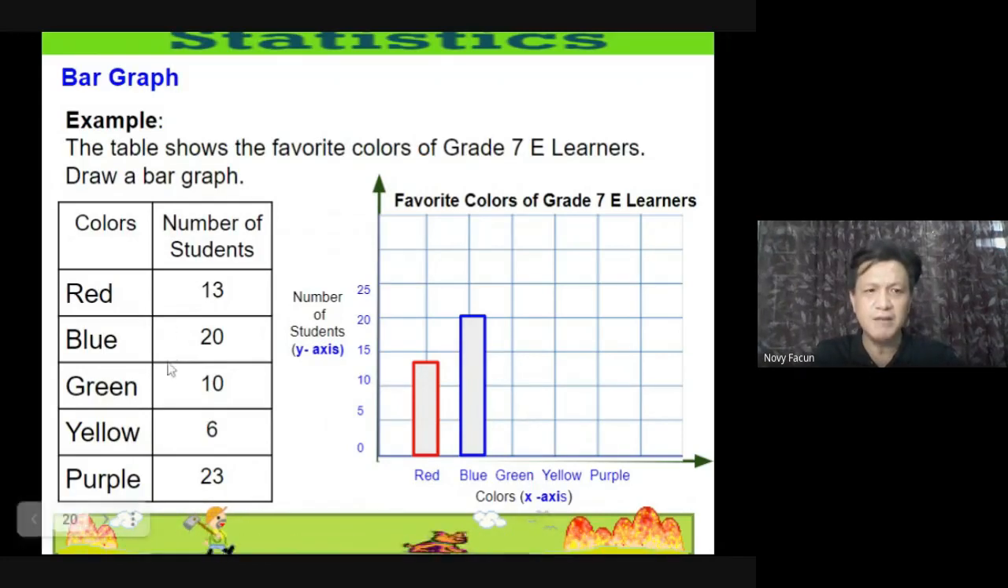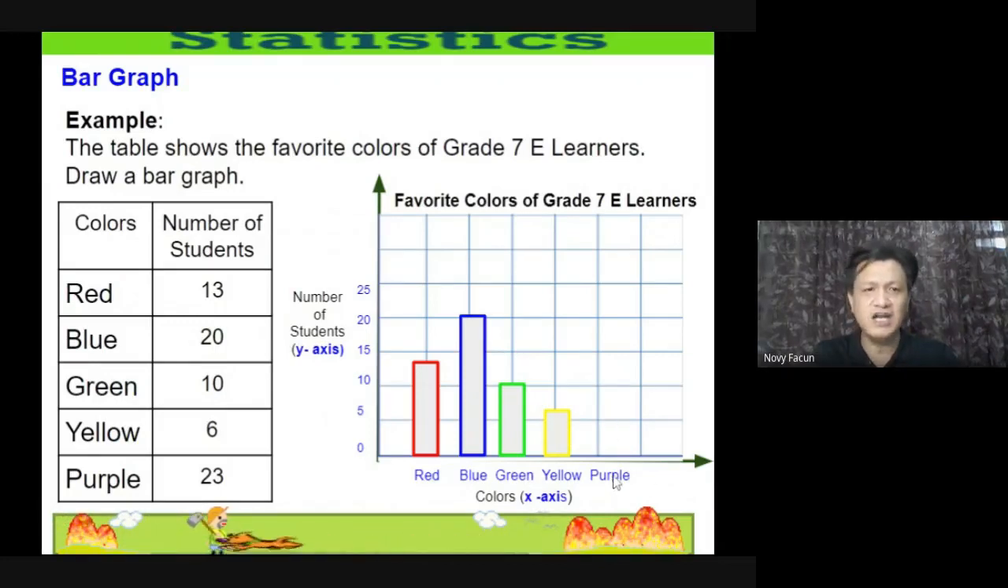Sa green naman, ilan ba yung may gusto? 10. Saan ba yung 10? Ito. Ibig sabihin, eksakto hanggang dito yung taas ng ating bar. And then sa yellow naman, merong 6 na estudyante lang na may gusto dyan. So, ibig sabihin, there are 6. Ibig sabihin, mas mataas siya ng konti sa 5 kasi nga 6 yon.